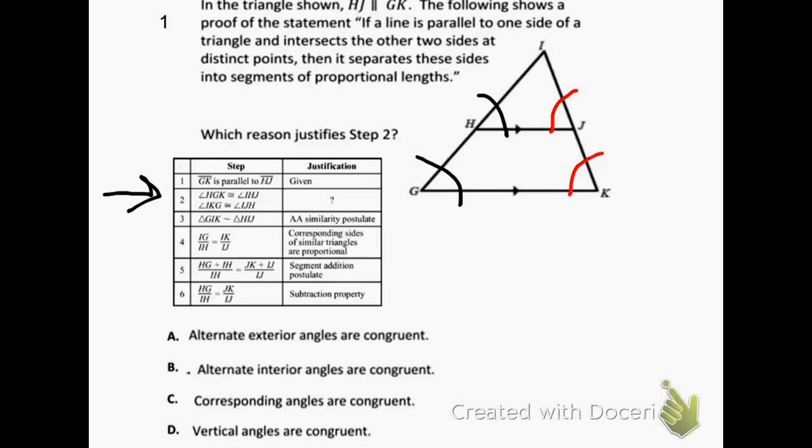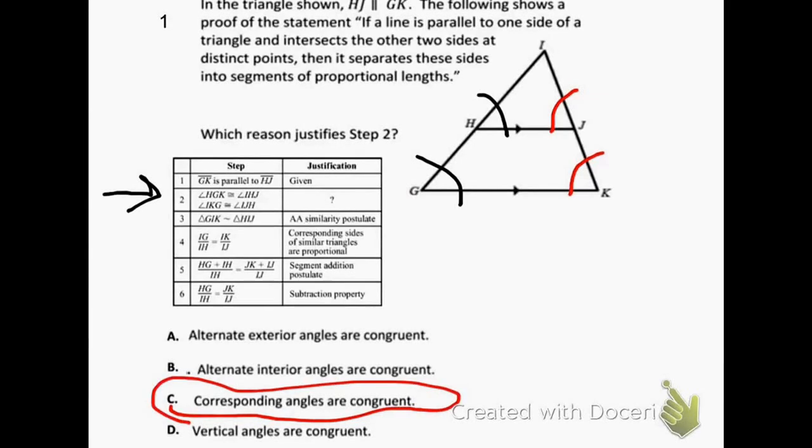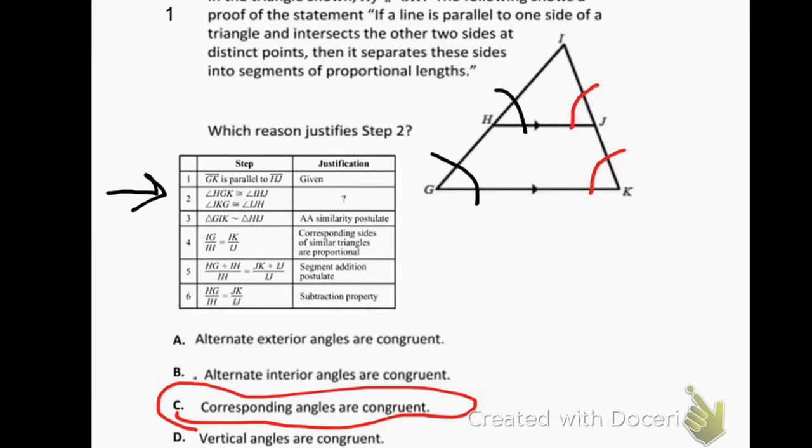A, alternate exterior angles are congruent. Those are not alternate exterior angles because they're not on different sides. B, alternate interior angles are congruent. Again, they're not alternate because they're not on different sides. C, corresponding angles are congruent, and if you look, those are corresponding angles because they are in the same positions. So C would be the correct answer.